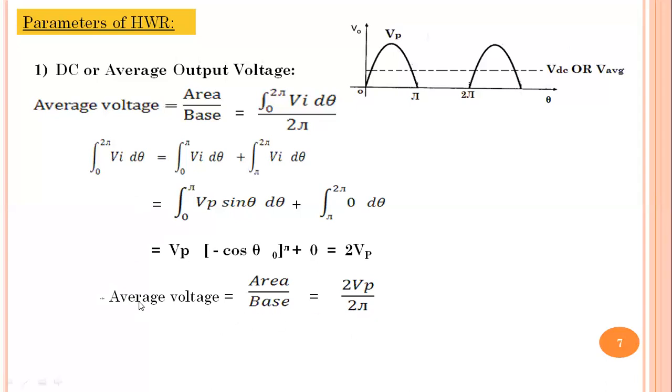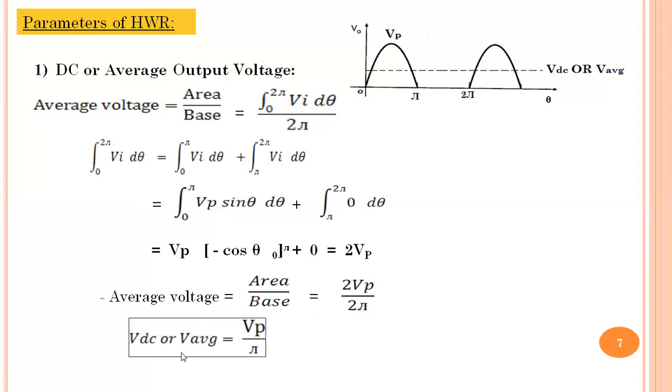Therefore, the resultant value of average voltage, V average or DC voltage VDC, equals simply the peak voltage present across the secondary as an input, or the same produced across the load as output, upon pi. The reciprocal of pi, 1 upon 3.14, comes to 0.318. So 0.318 times V peak is the required resultant DC output voltage of the half wave rectifier.